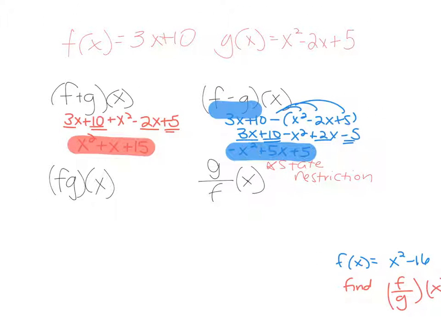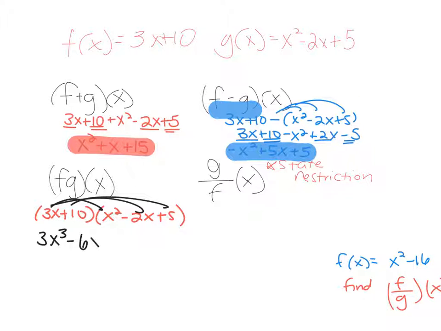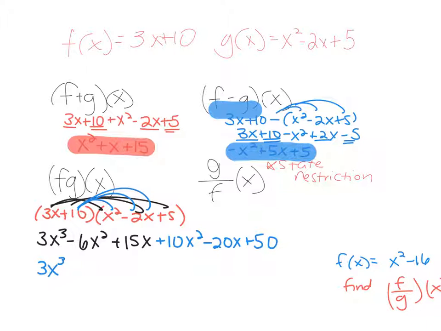All right, then multiplication. So this one I just need to multiply f times g. The first term is going to get multiplied by each one: 3x to the third minus 6x squared plus 15x. And then the second one gets multiplied by all three: positive 10x squared minus 20x plus 50. And then combine your like terms. So 3x to the third, negative 6 and positive 10 is positive 4x squared, positive 15x, negative 20x is negative 5x, plus 50.